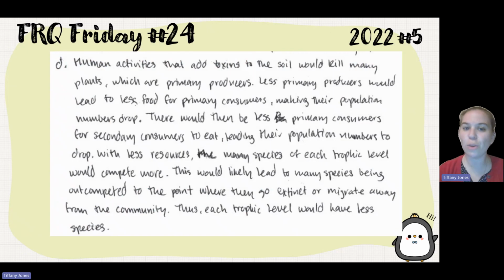So a student says human activities that add toxins to the soil would kill many plants, which are primary producers. Fewer primary producers would lead to less food for primary consumers, making their population numbers drop. There would then be fewer primary consumers for secondary consumers to eat, leading their population numbers to drop. With fewer resources, many species at each trophic level would compete more. This would likely lead to many species being outcompeted to the point where they go extinct or migrate away from the community. Thus, each trophic level would have fewer species.